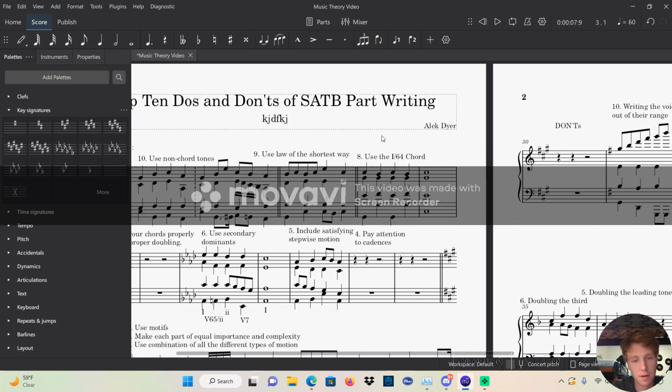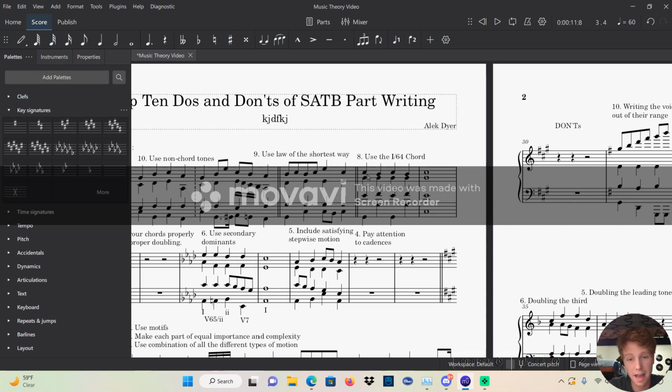And yeah, coming in at number nine, we have using law of the shortest way. This is a really nice way to make your music sound as smooth as possible. It's not super high on the list because I don't like that it's a law. I don't think music should have laws. I think that's kind of silly, but yeah. Pretty smooth, right?